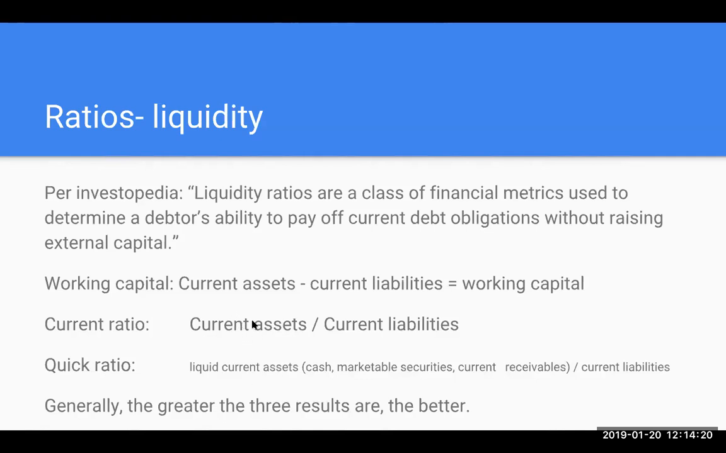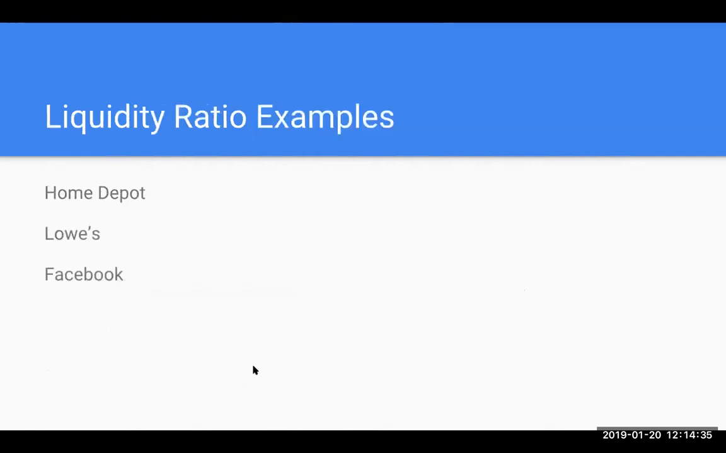Now, what's the difference between current and quick? Generally, current will include a current asset such as inventory if we're planning on selling that within the next year. For these ratios, generally the greater the results are, the better. So you want them to be higher because you have better coverage. When looking at these ratios, I decided to choose 3 companies. I chose Home Depot and Lowe's because they're generally in the same industry. But I also chose Facebook. Facebook doesn't really compare to those 2 companies, but I think it can give you some perspective when analyzing companies.